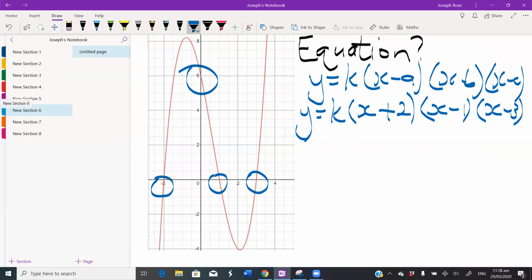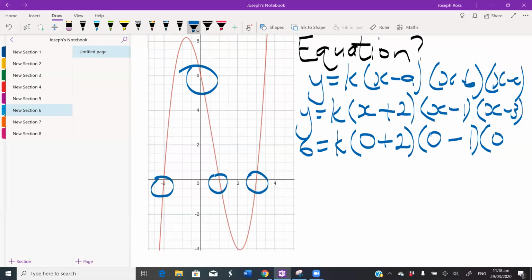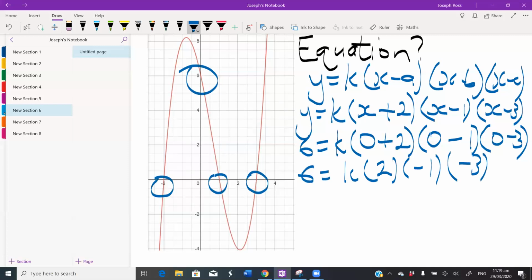So if we put that into our equation, we've got 6 equals k times (0 plus 2), replacing all of these x's with 0, times (0 minus 1), times (0 minus 3). So working out each of those brackets in turn, 6 is k times 2 times -1 times -3, since 0 plus 2 is 2, 0 minus 1 is -1, and 0 minus 3 is -3. And then if we multiply 2 times -1 times -3, that gives us 6. So therefore we have 6 equals 6k. And if we divide that through by 6, we get k is 1.